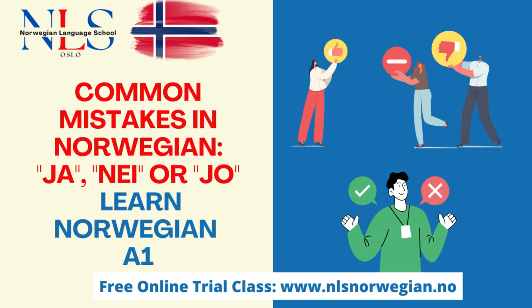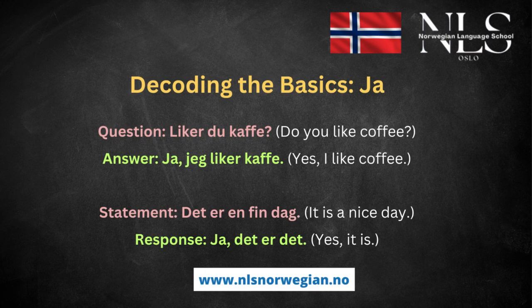Today we will explain how to avoid mistakes in Norwegian when using ja, nei, and jo. In the dynamic and expressive Norwegian language, navigating the correct usage of the affirmative and negatives ja, nei, and jo can be a stepping stone towards fluency. These words, simple as they may seem, hold the key to expressing agreement or disagreement in various contexts. Let's unlock the nuances of utilizing these terms correctly with a range of examples and avoid common pitfalls that learners often encounter. Decoding the basics.